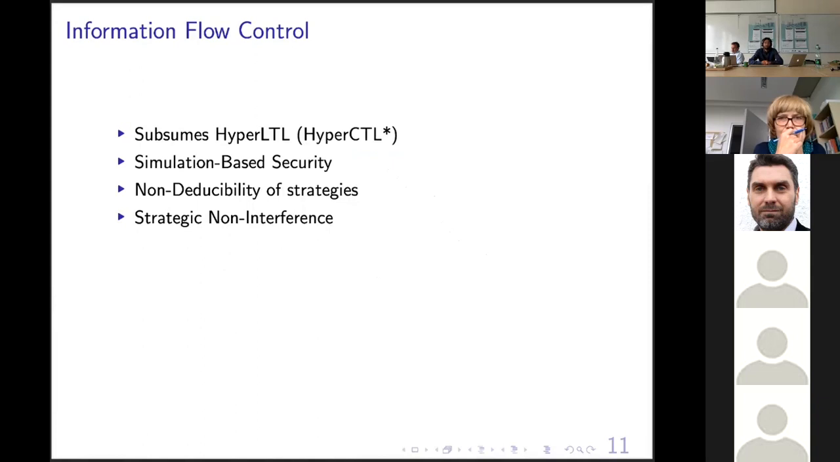And first of all, because we subsume hyper-LTL and hyper-CTL star, all of these existing properties that could already be expressed in these logics are already expressible in our logic. But in addition, we can express existing security properties that could not be expressed in these logics before. For instance, we can express simulation-based security, non-deducibility of strategies, or a strategic notion of non-interference.